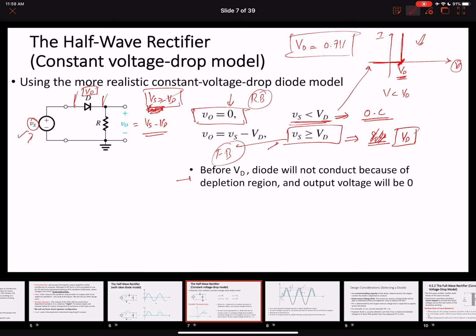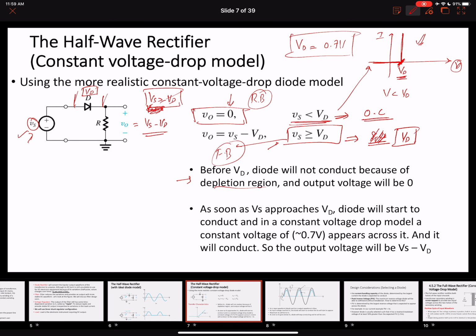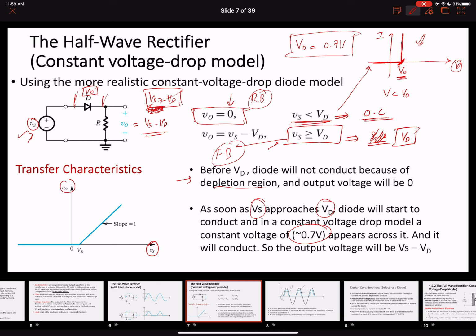So before VD, the diode will not conduct because of the depletion region, and the output voltage will be 0. As soon as Vs approaches VD, the diode will start to conduct, and there will be a 0.7 volt drop across it. In terms of the transfer characteristics, where our x-axis is the input voltage and the y-axis is the output voltage, as long as our Vs is less than VD, our output voltage is 0, right?